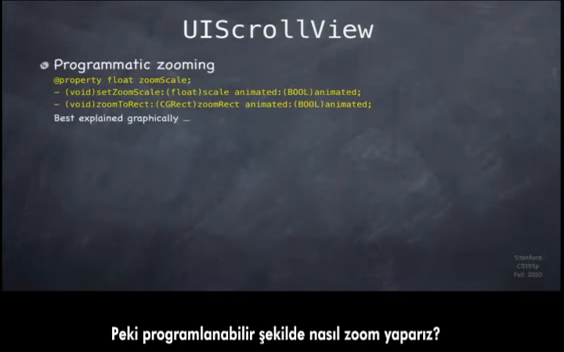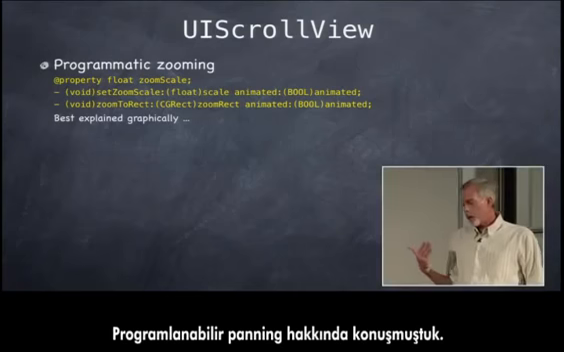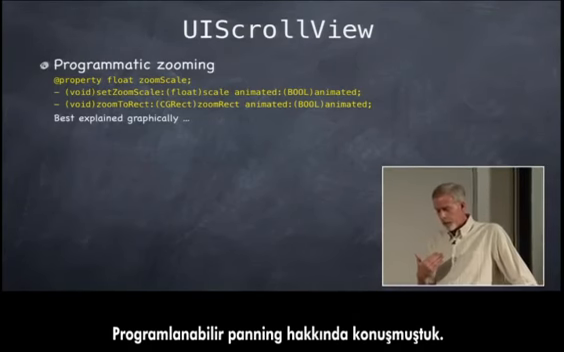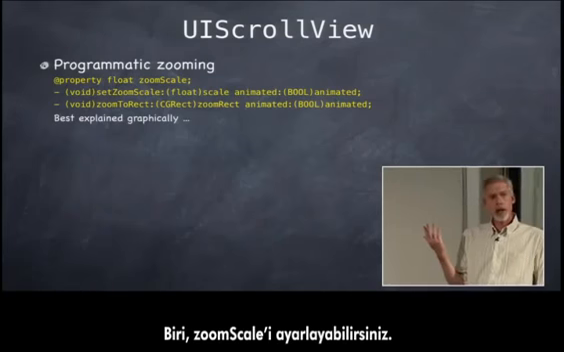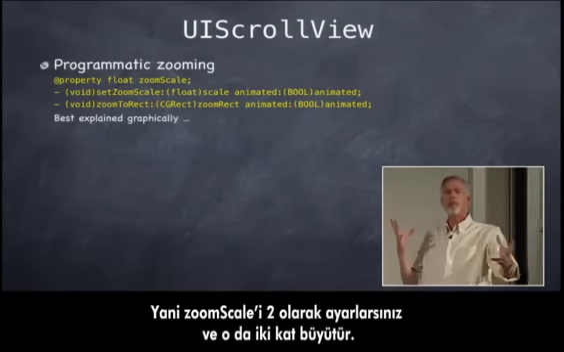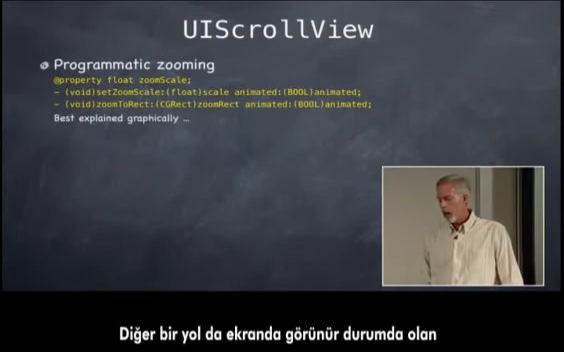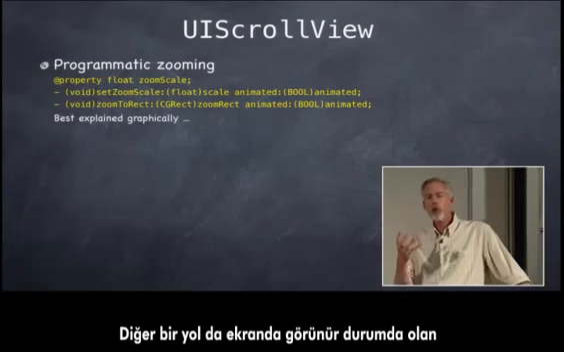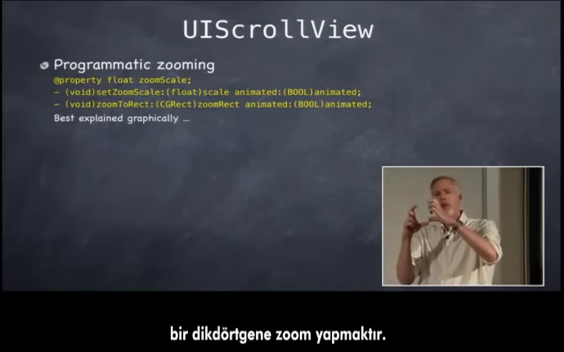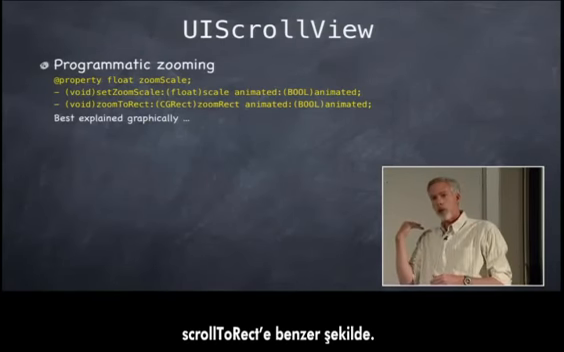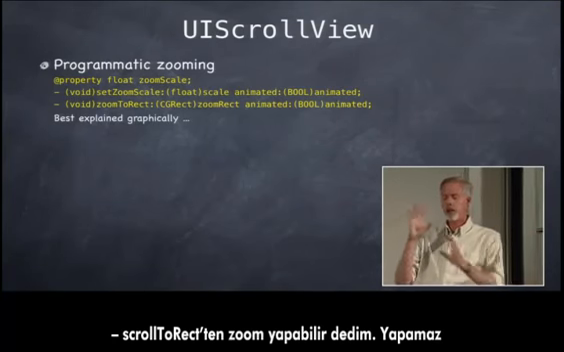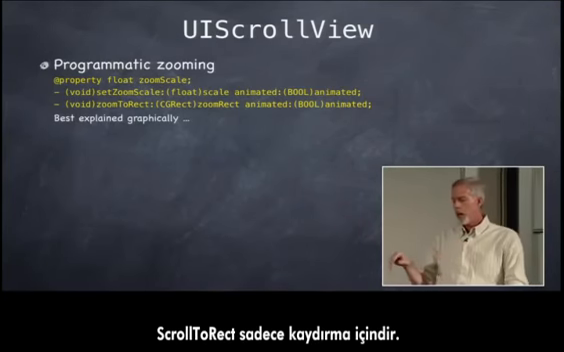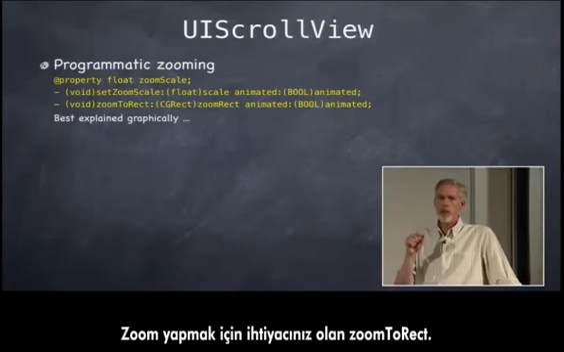How about programmatic zooming? We talked about programmatic panning. Two ways to do that. One, you can set the zoom scale. So you can set the zoom scale to 2, and it'll get twice as big. Another way is to zoom a rectangle to be visible on screen, similar to the other scrollToRect. Actually, I think I said that other scrollToRect might zoom. It doesn't. The scrollToRect only pans. zoomToRect is what you need if you want to zoom.